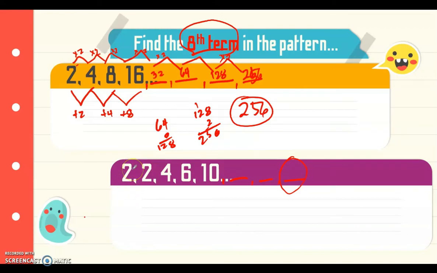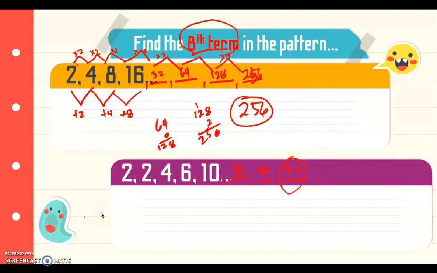Is it an arithmetic sequence, geometric sequence, or Fibonacci sequence? Let's check the Fibonacci sequence. So we have 2 plus 0 is 2, 2 plus 2 is 4, 4 plus 2 is 6. So we confirm this is an example of a Fibonacci sequence. So we just have to add the 2 previous numbers to get the next term. So we have 6 plus 10 is 16, and 10 plus 16 is 26, and 26 plus 16 is 42. Therefore, our 8th term in the pattern is 42.